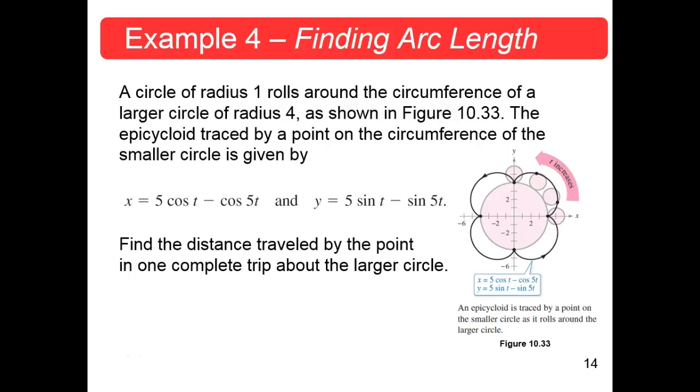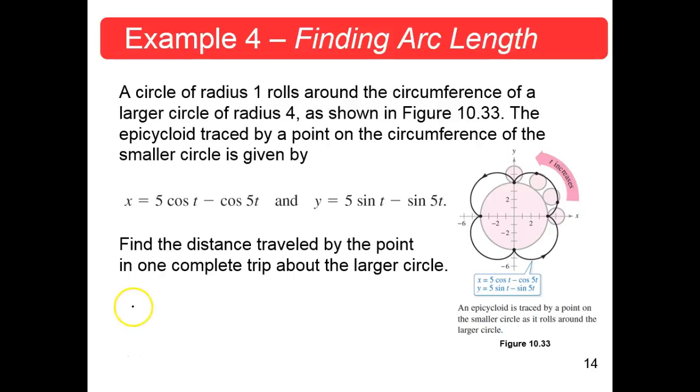Any observations? You want the distance traveled by the point. In other words, that distance there, one time around. At least an observation. What? Okay, you're going to use the arc length formula. I think that's a great idea. How are you going to do that? Tell me a few steps you're going to need to take to use that arc length formula.